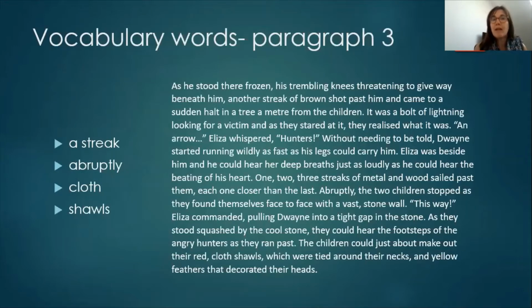So let's look at the vocabulary words for paragraph 3. In a moment, you're going to stop the video, write down these words, and then write down the definition that you think the word means in this sentence. So the words are a streak, abruptly, cloth, and shawls. Some of those words you might know the meanings for. But if English is another language that you don't speak at home, they might be words that you haven't heard before. So let's have a look.